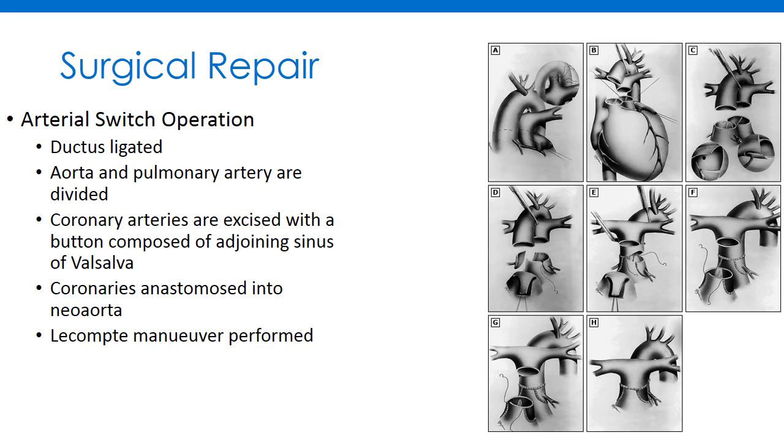Now we do what's called the arterial switch operation, where we basically cut above the level of both the main pulmonary artery and the aorta and switch them and tie them into the appropriate ventricle. So the aorta and pulmonary artery are divided. We have to excise the coronary arteries and reattach them to the neo-aorta, and as we correct this lesion.